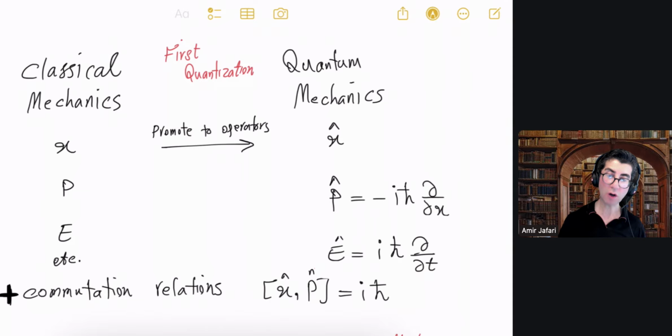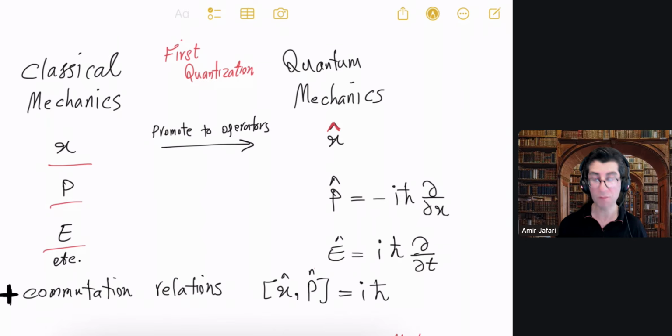It means that you are promoting variables like position, x, momentum, p, energy, E, angular momentum, and other variables in classical mechanics. These are quantities, scalars, vectors, whatever, but these are quantities. You are promoting these to operators. So you put this hat saying that this is an operator now.